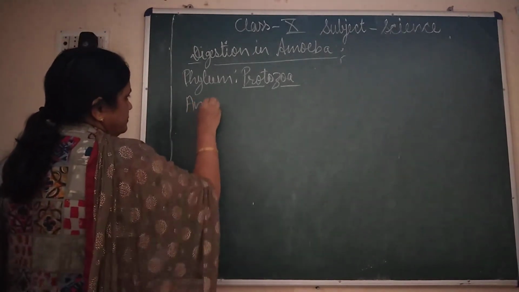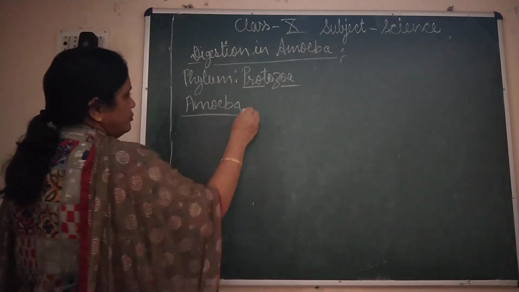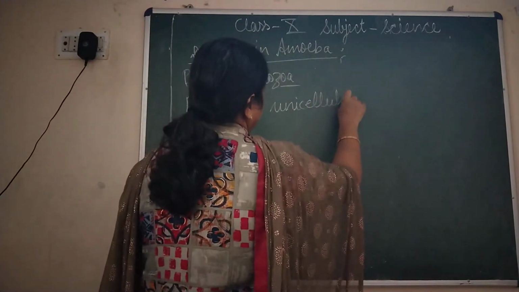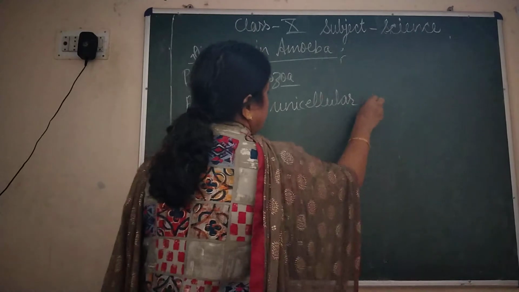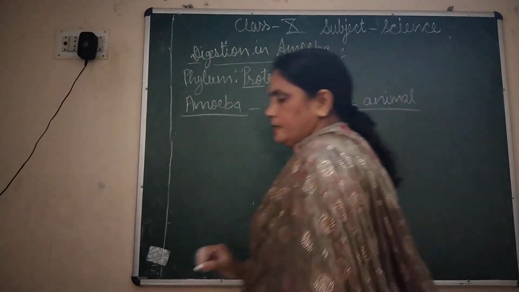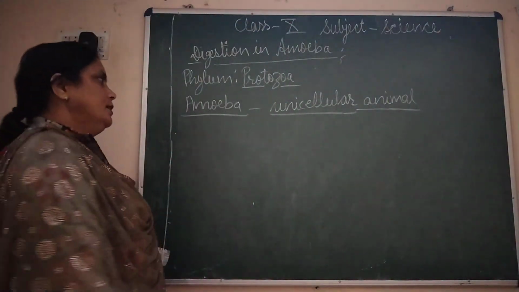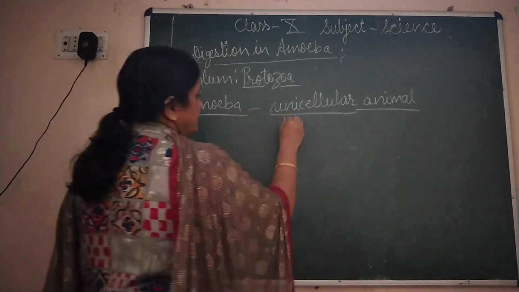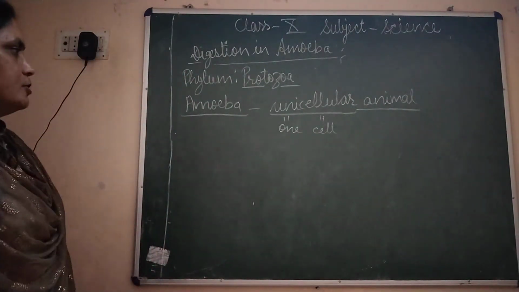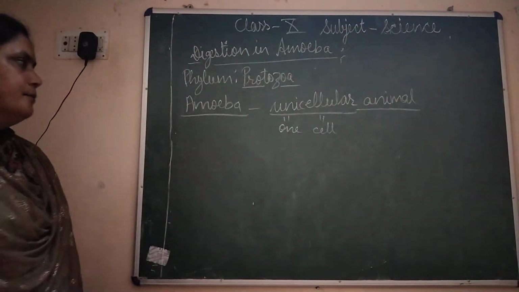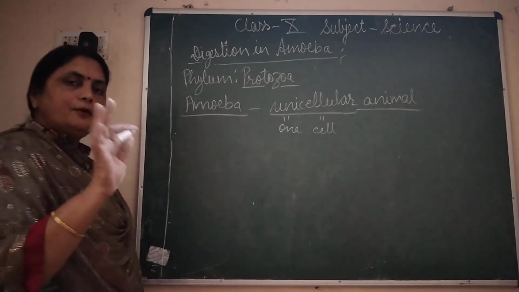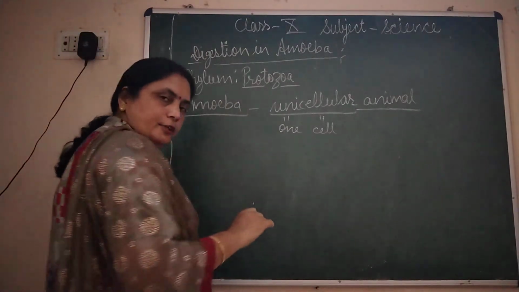So amoeba belongs to phylum Protozoa, and it is a unicellular animal. Now, why is it called unicellular? Why is it called animal? So children, it is called unicellular. Uni means one, and cell is cell. So it is called unicellular animal because it is composed of a single cell only. The whole body is made up of one cell only. That's why it is called unicellular.